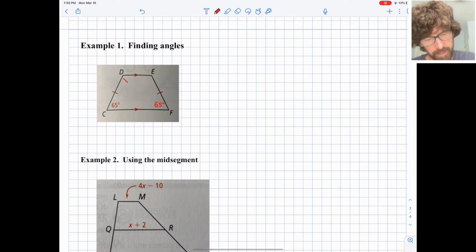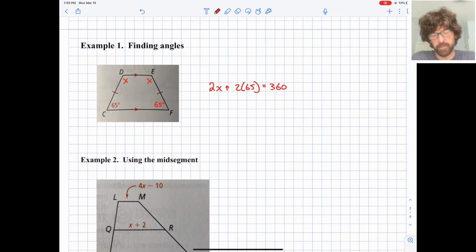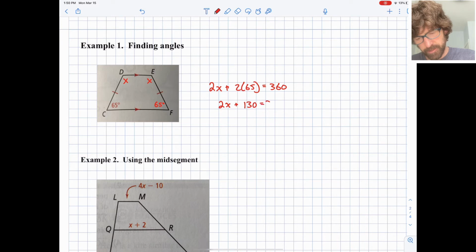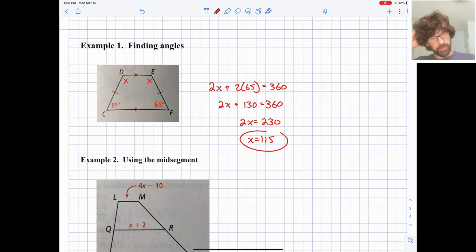And so those would be congruent angles, and we can write out an algebraic statement that says 2x plus our two 65s has to add up to a sum of 360 degrees. So that tells us that 2x plus 130 is 360. Let's subtract 130 from both sides. So that says 2x is 230, meaning x is a 115 degree angle. So we have two 65s and two 115s.